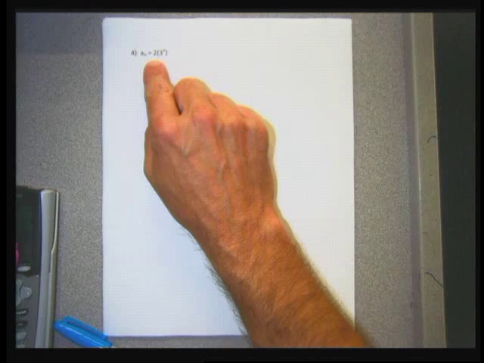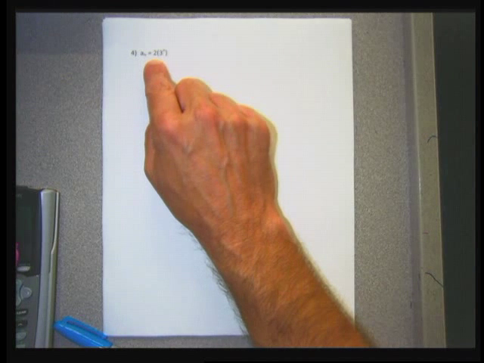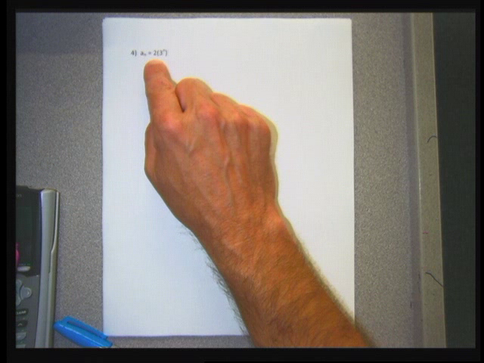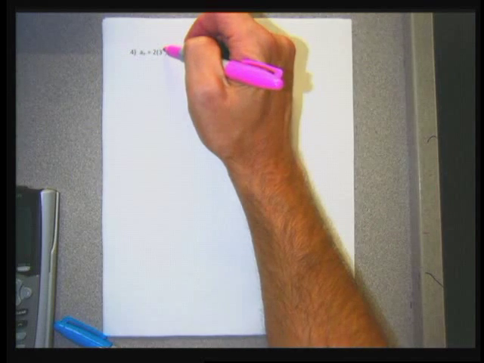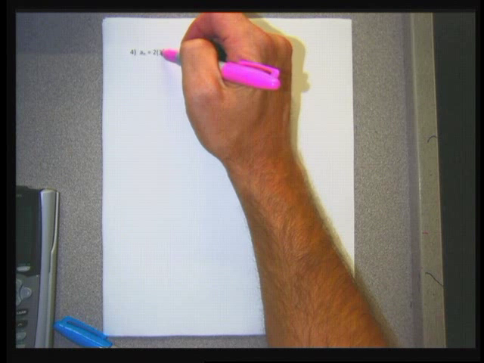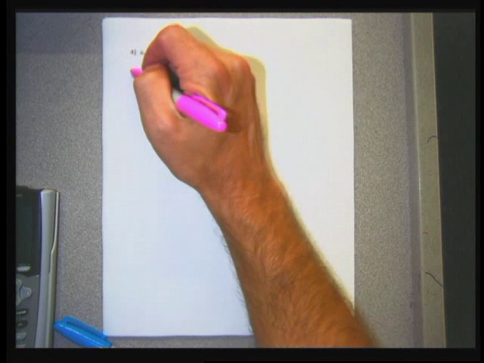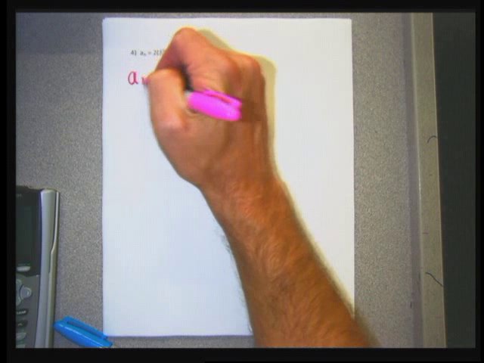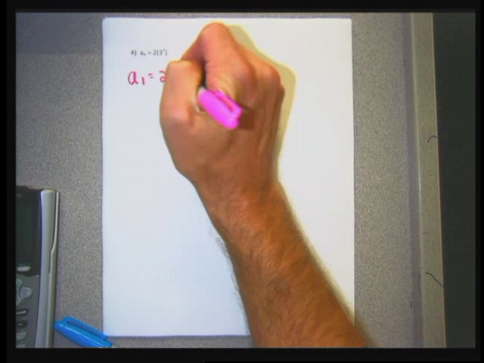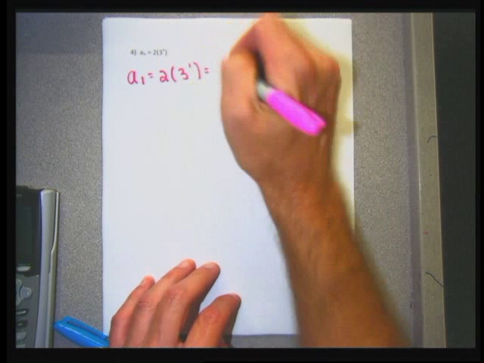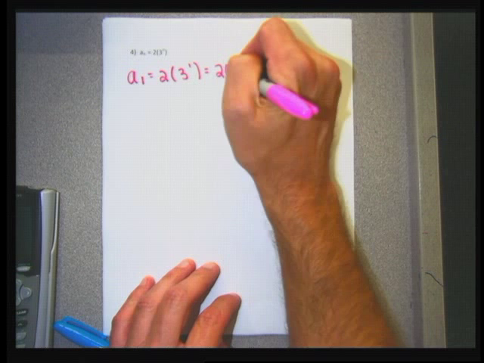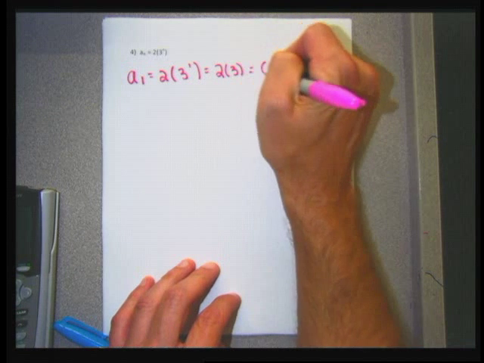This 2 that's in front of the sequence, because it doesn't apply to the exponent, it's not going to impact the common ratio. I'm going to find the first 4 terms, and I predict the common ratio is still going to be 3, because when an exponent is just n, the base of the exponent is the common ratio. So I'm going to do a sub 1, which is going to be 2, and then parentheses 3 to the first power. Because 3 to the first power is 3, this is just 2 times 3, which is 6.